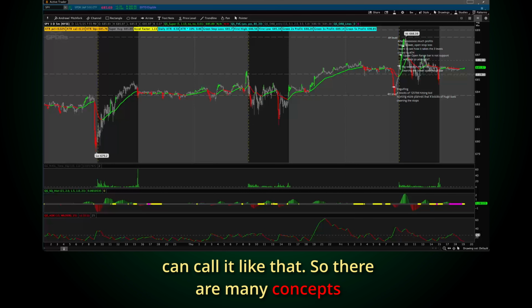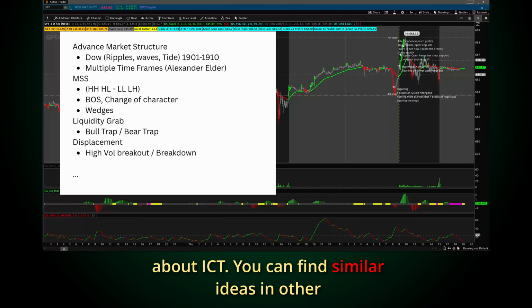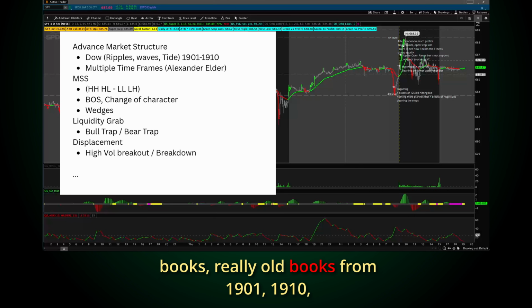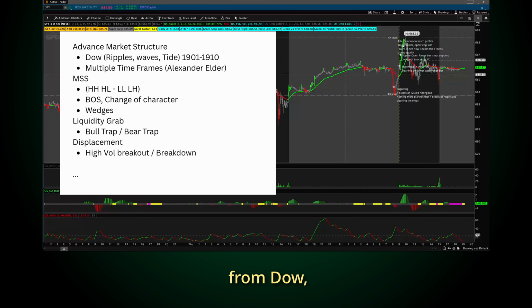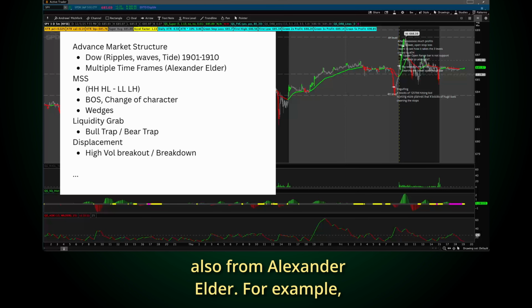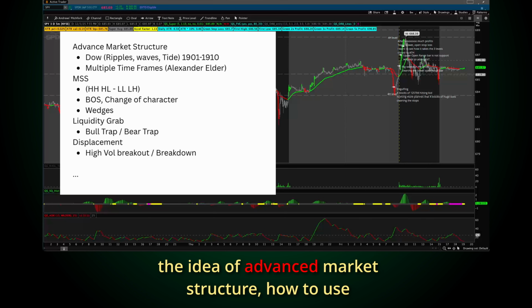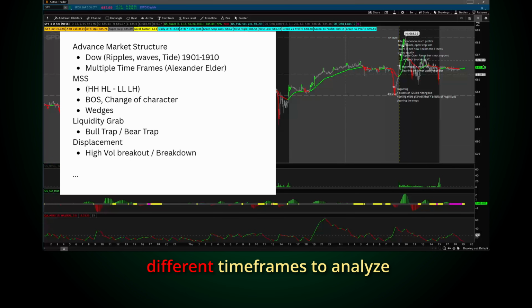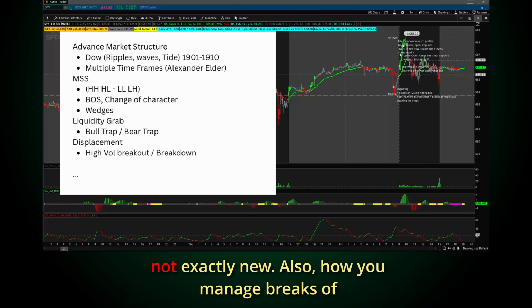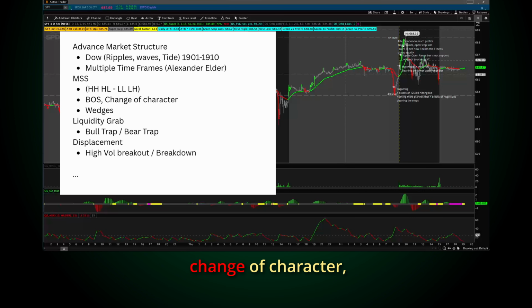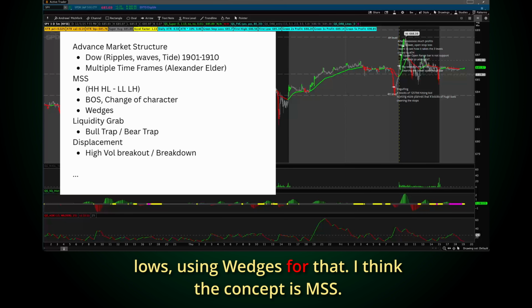So there are many concepts in ICT. You can find similar ideas in other books, really old books from 1901, 1910, books from Dow, also from Alexander Elder. For example, the idea of advanced market structure, how to use different time frames to analyze the market. That's not exactly new. Also, how you manage breakout structure, change of character, highs and lows, using wedges for that. I think the concept is MSS.